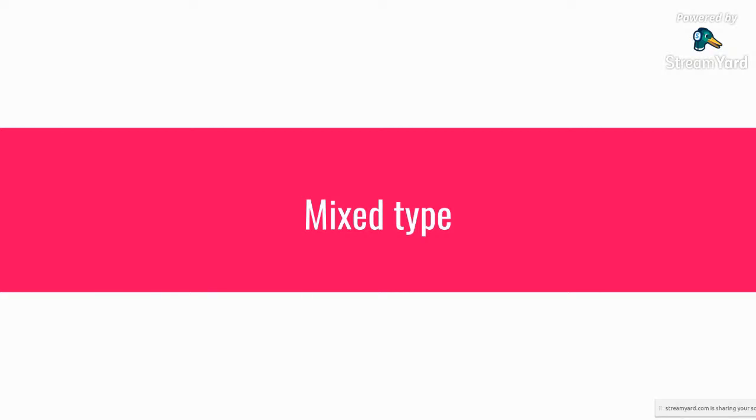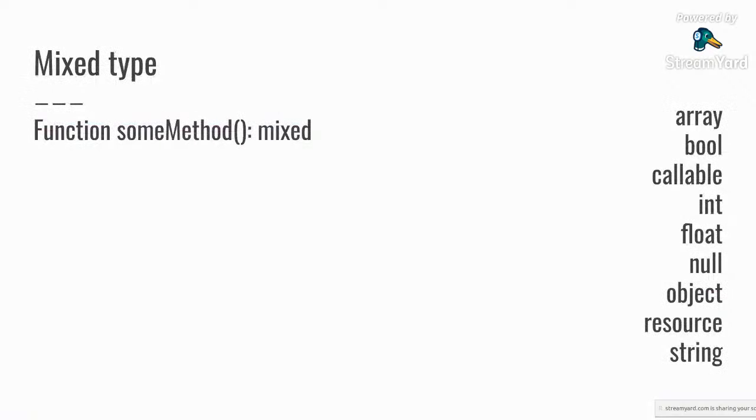Now, mixed type. There are quite a few times many people are using type hinting, but there are cases when my function might return more than one type. So we skip that. PHP 8 solved it. They introduced a new type, mixed. Mixed can represent any one of them.